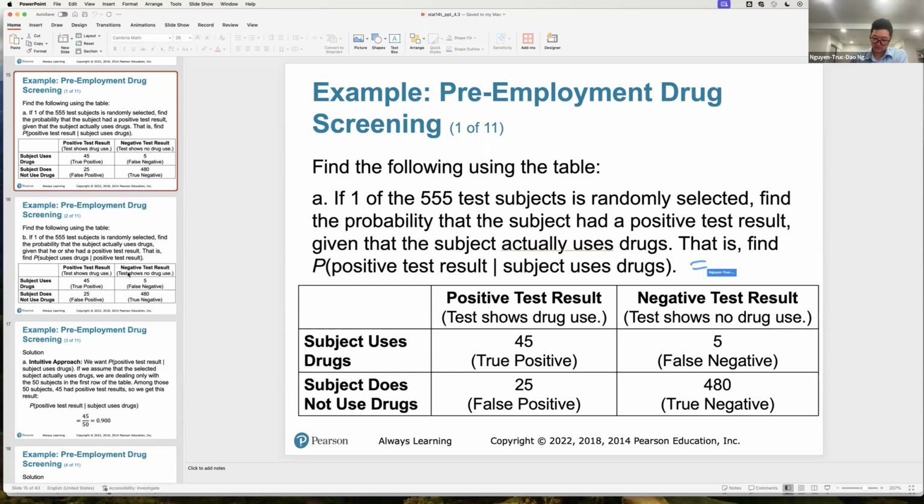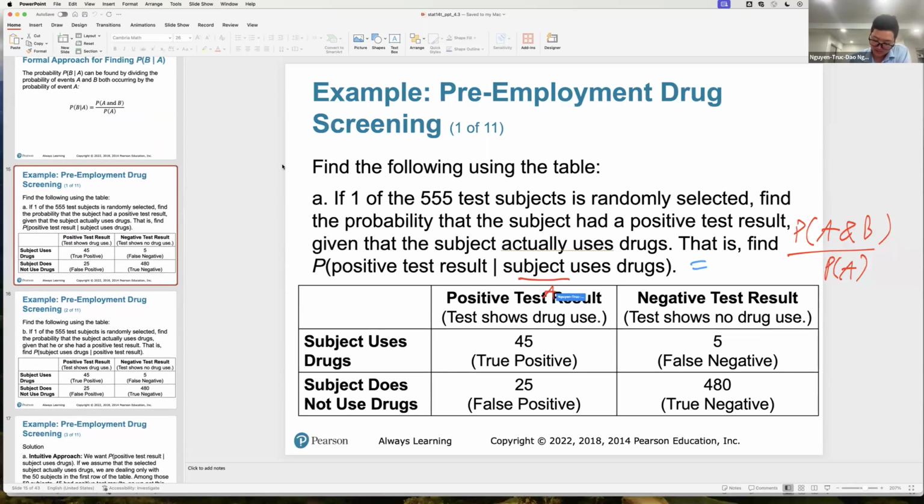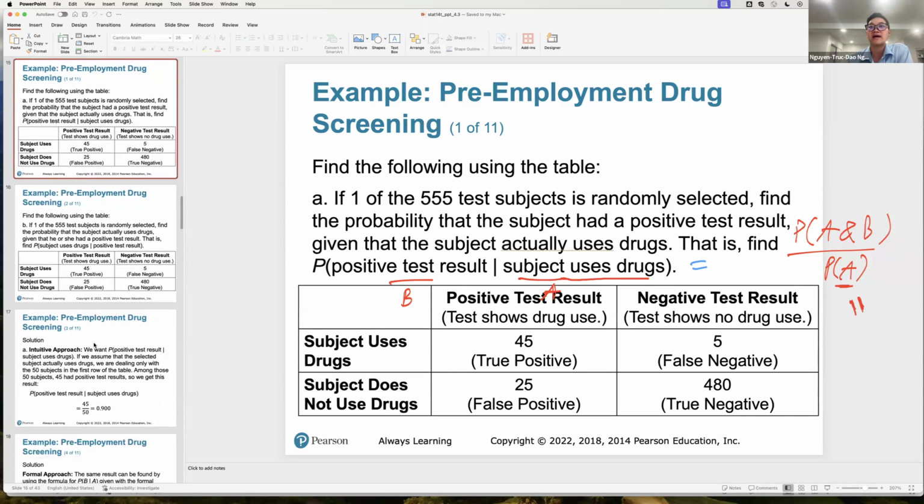Okay, so let's use the formula here. Let me change to the red color. It is going to be P of A and B divided by P of A, right? Which one is A, which one is B? Please remember the way to remember. This is A, right? The bottom one is the one on the right side, and this is B. So in this case, the bottom, let's calculate the probability that the subject uses drugs.